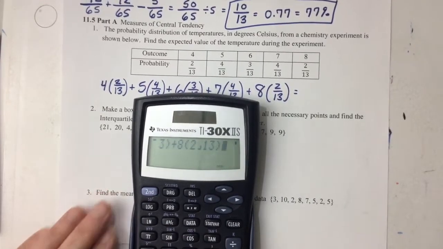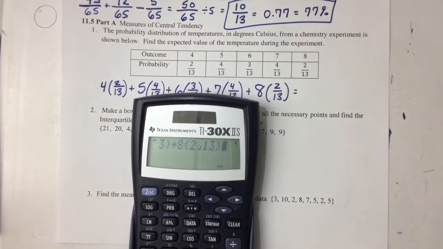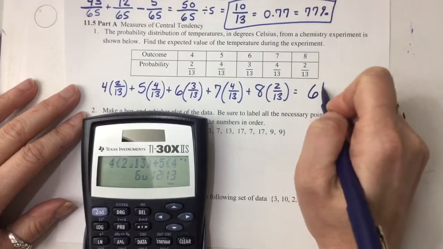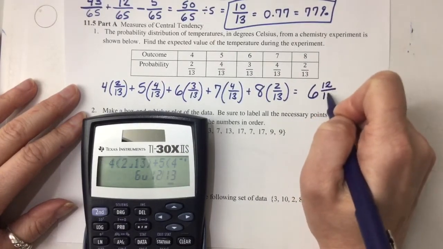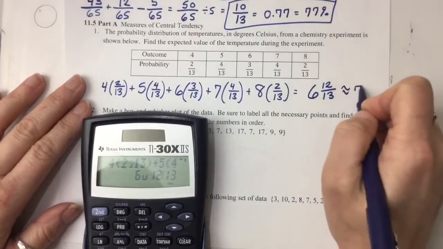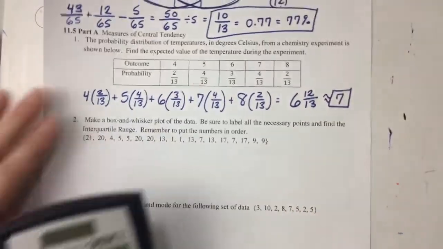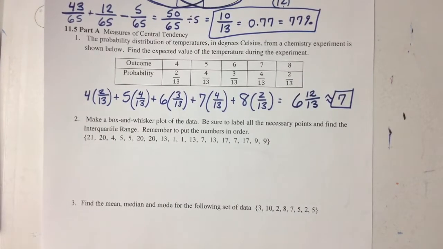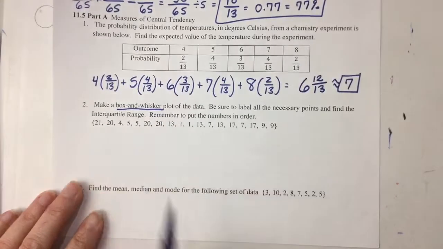So what you can predict, if you were to go and do this experiment one more time, if you were a betting person, you would bet that, okay, the temperature is going to be approximately 6 and 12/13. So you would say, I'm guessing it's going to fall about 7 degrees Celsius. So that's probability distribution. Okay, box and whisker plot.